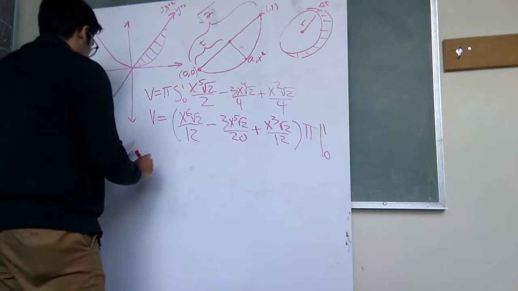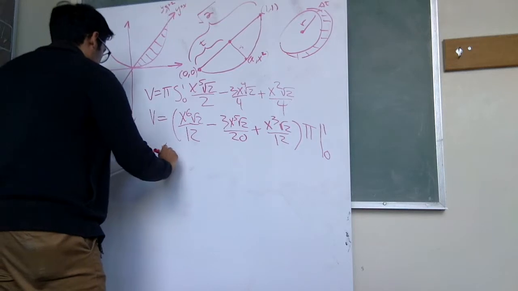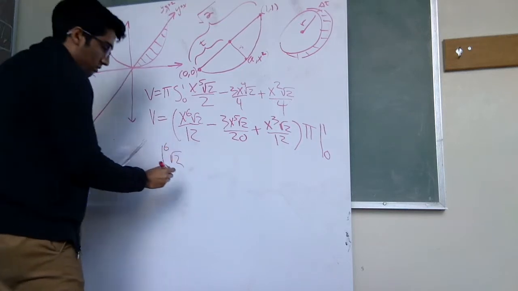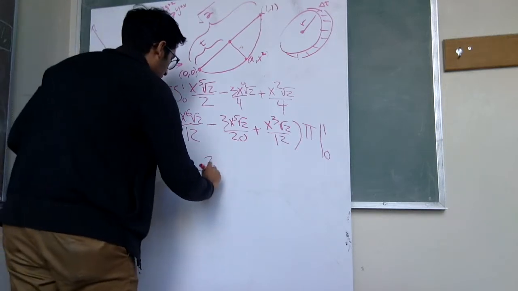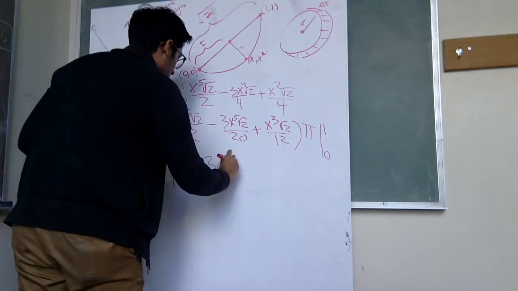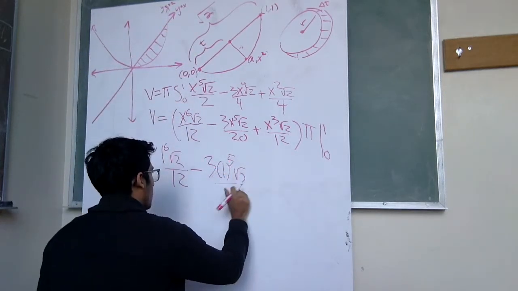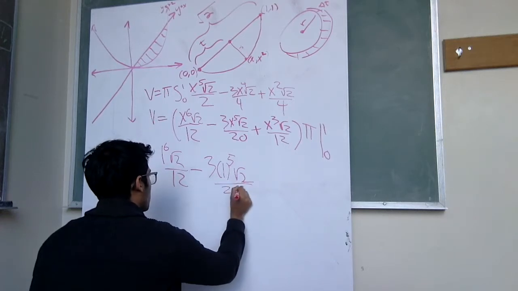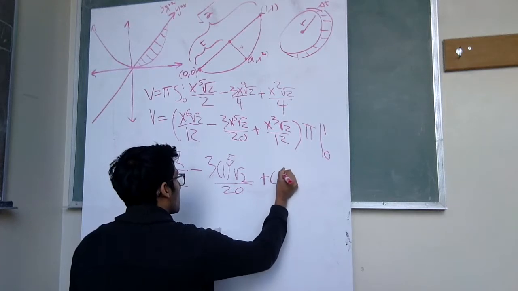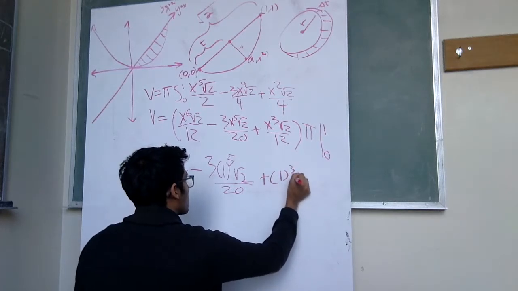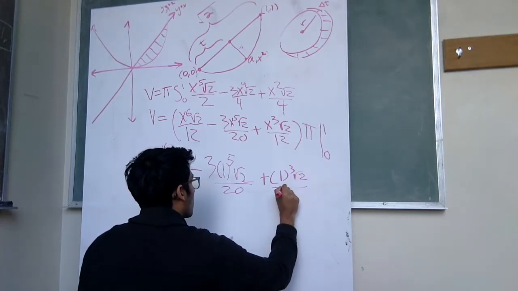And then when we plug in 1 for x, we should get 1 to the 6th square root of 2 over 12 minus 3 times 1 to the 5th square root of 2 over 20, and then plus 1 cubed square root of 2 over 12.